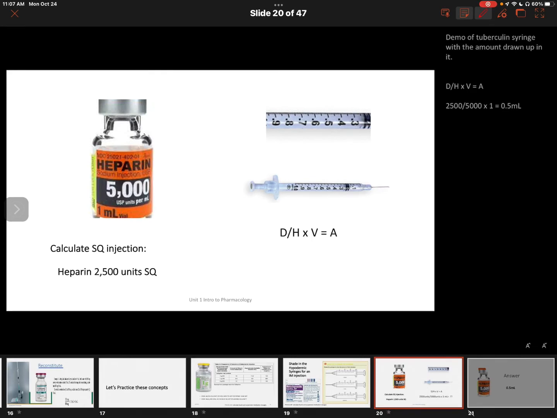Here is heparin. 5,000 units per milliliter. So what that is saying is that 5,000 units per 1 milliliter. This right here is what we're going to understand that the doctor ordered: heparin 2,500 units sub-Q.